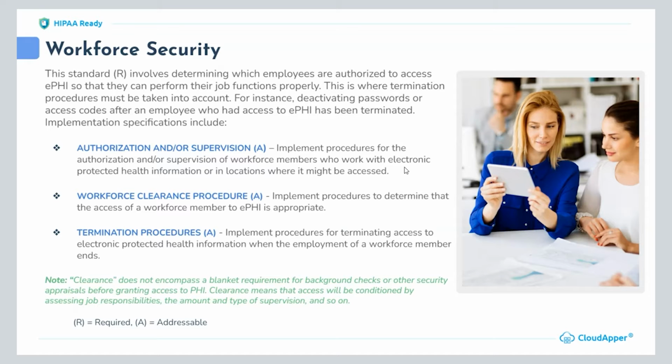Termination procedure is implementing procedures for terminating access to electronic protected health information when the employment of a workforce member ends. It is to be noted that clearance does not encompass a blanket requirement for background checks or other security appraisals before granting access to PHI. Clearance means that access will be conditioned by assessing job responsibilities, the amount and type of supervision, and so on.